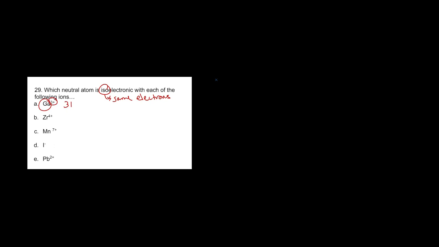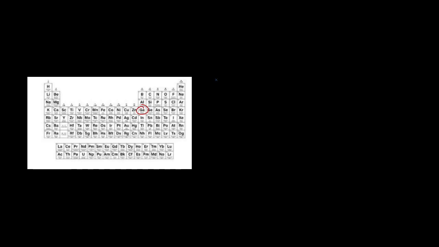Because it's a plus 3, we're going to subtract 3 electrons. That gives it 28. So I'm going to go back to the periodic table and look for element number 28. It's right here. It's nickel. So that means gallium 3 plus is isoelectronic with nickel, because it has the same number of electrons as nickel.